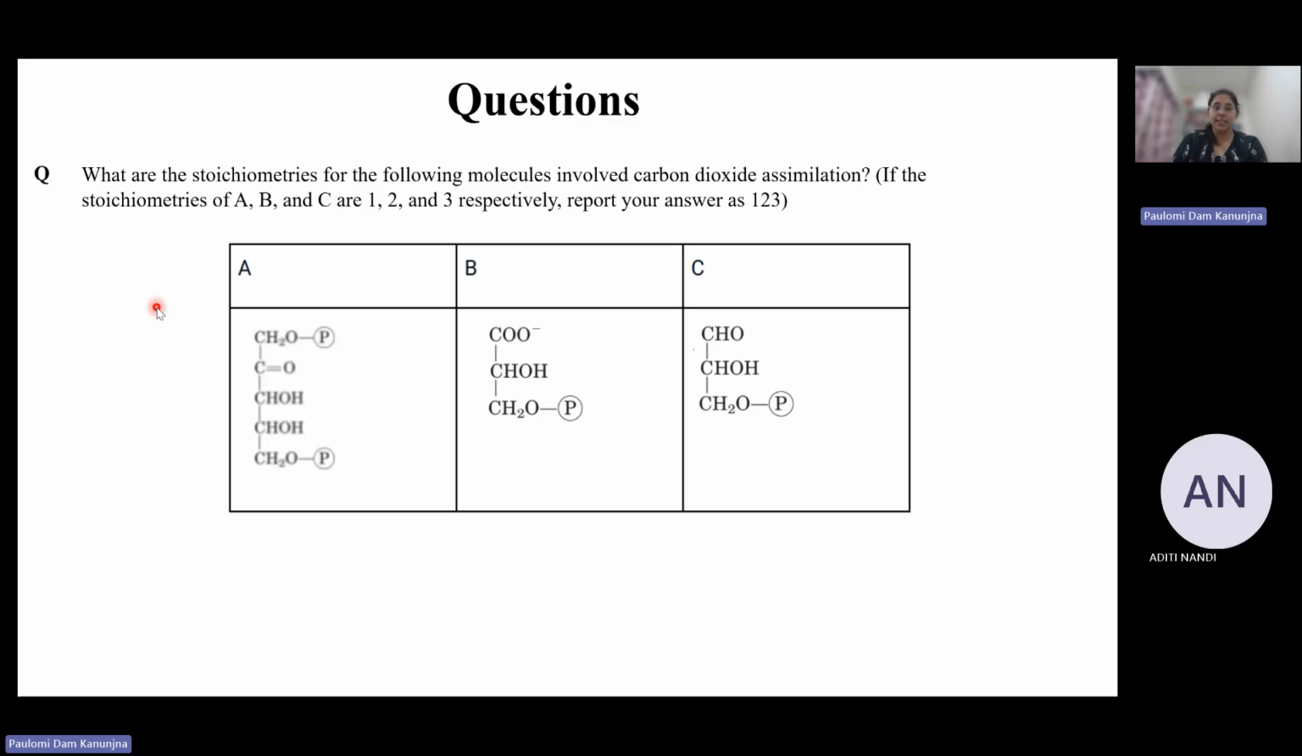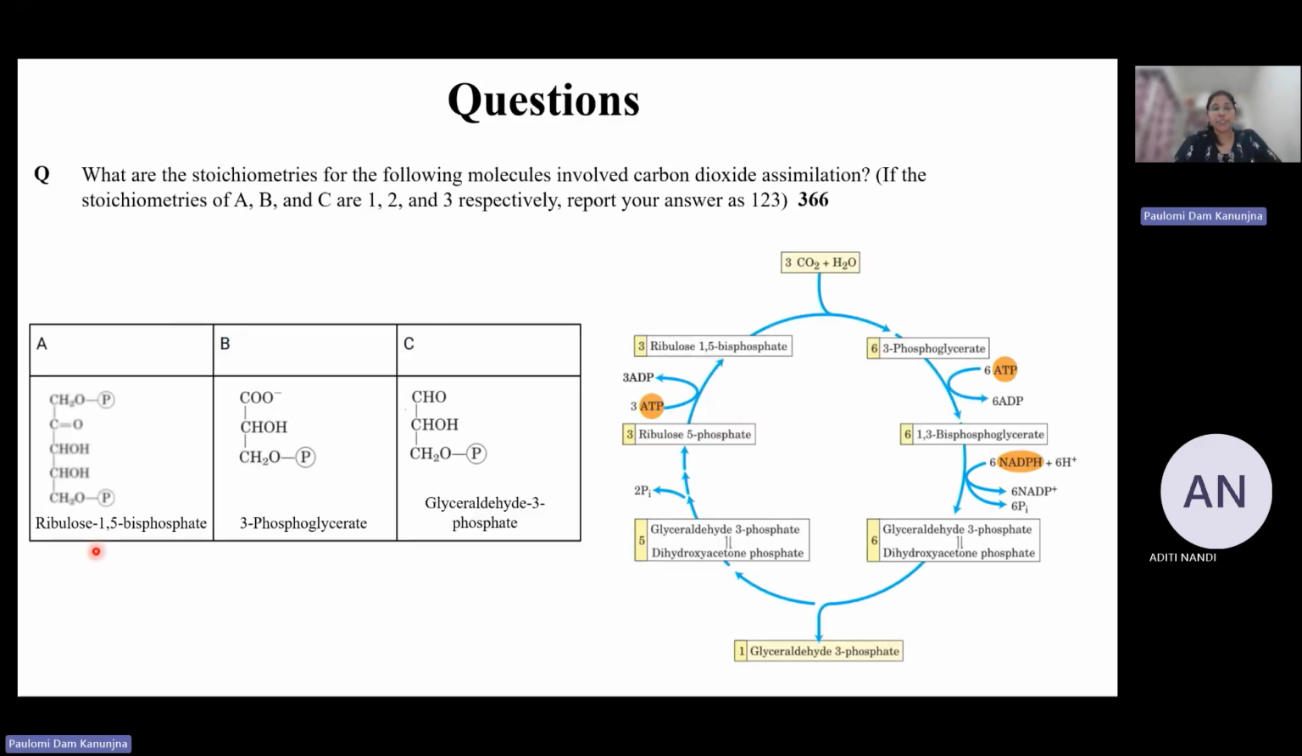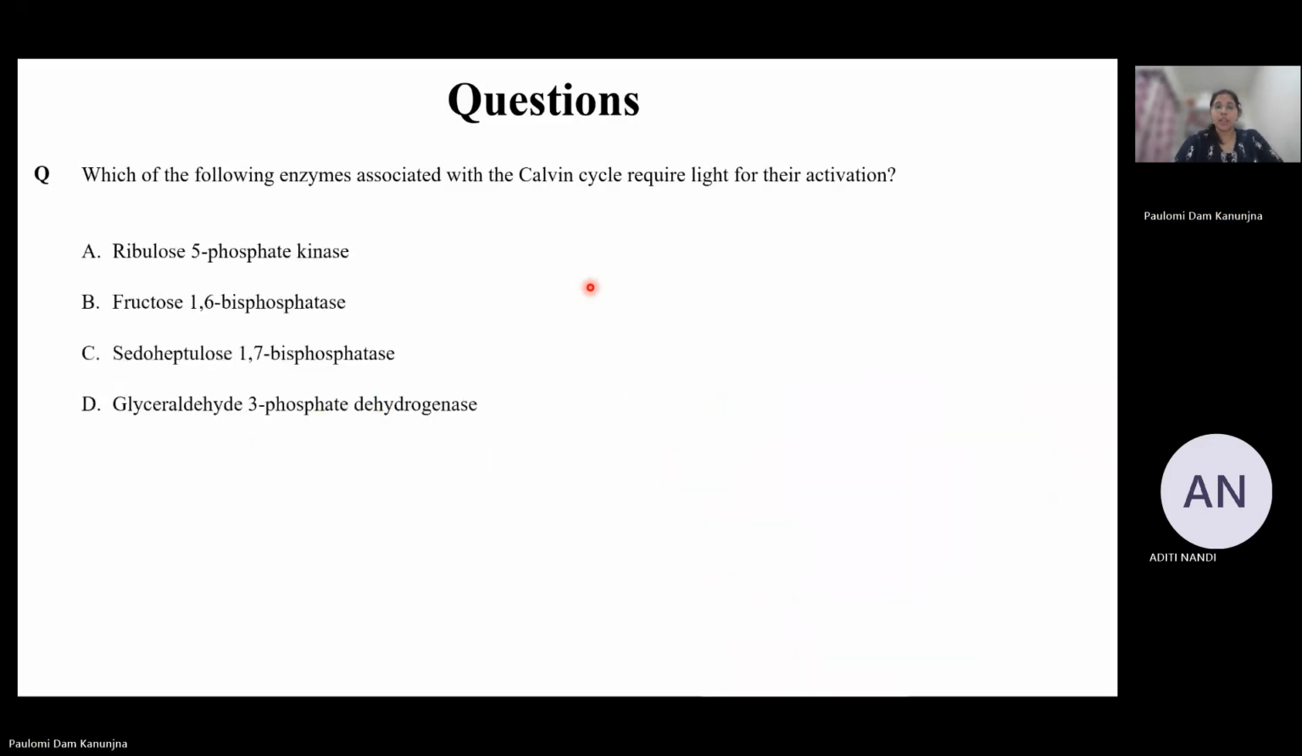Three, six, six. Fantastic. Great. Right. The first one is ribulose 1,5-bisphosphate. Second one is 3-phosphoglycerate. And third is glyceraldehyde 3-phosphate. We know this one is 3. We know 3-phosphoglycerate is 6. And we know that glyceraldehyde 3-phosphate is also 6. So 3, 6, 6. Very good. Excellent.